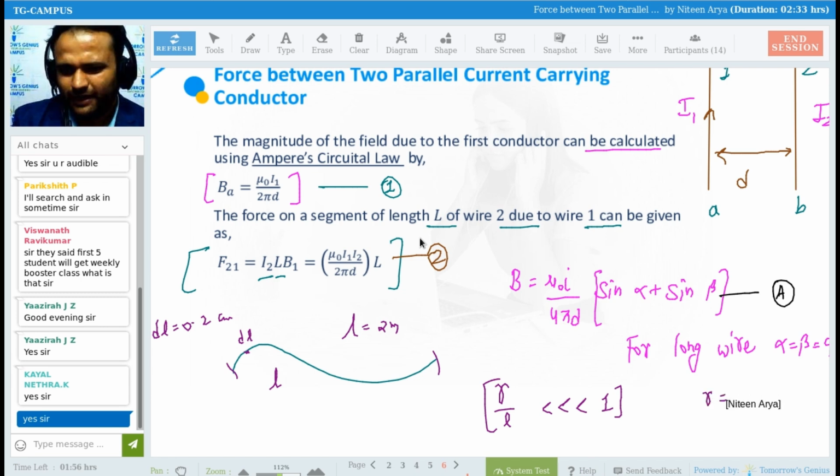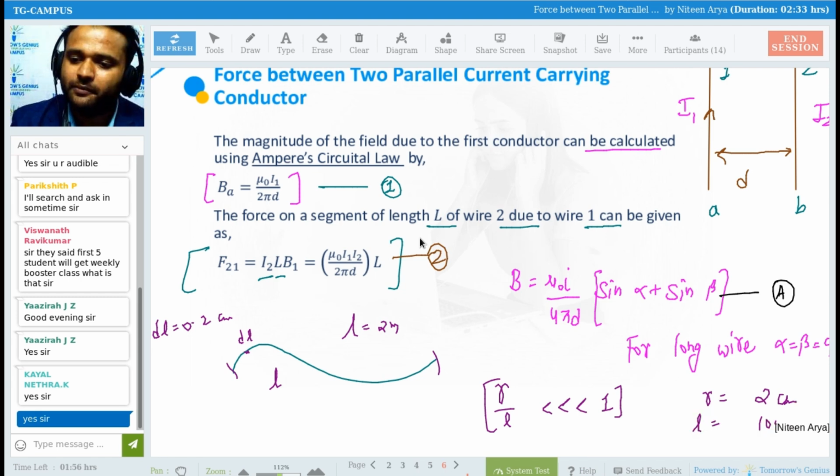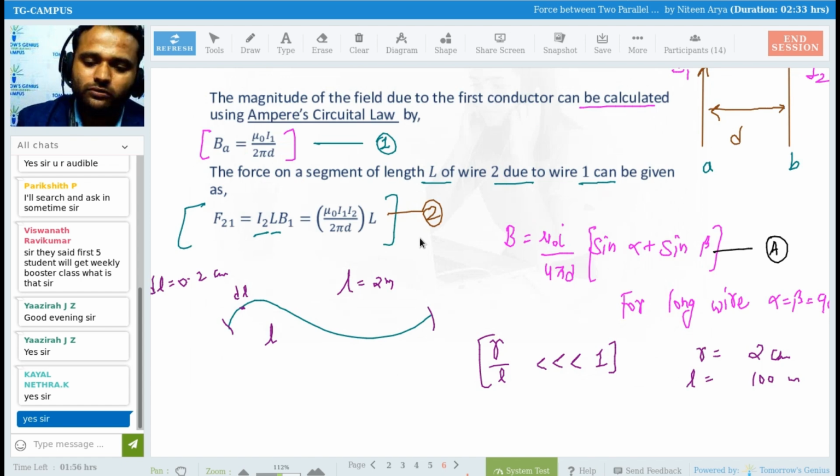Because then the ratio is going to be very, very less. Suppose my radius is 2 centimeter and my length is 100 meter. Now see the ratio, 0.02 or 0.2, and then that is 100. So it is very, very less as compared to 1. So keep this in mind. This is the condition to check for a long wire.